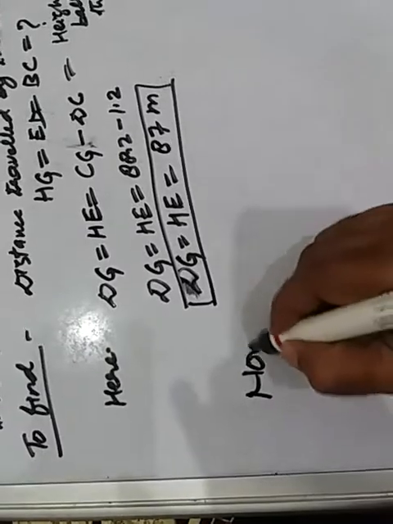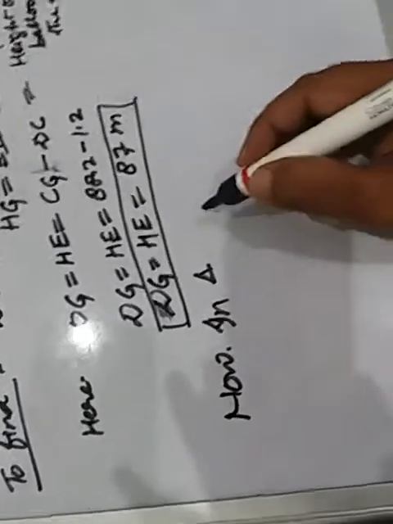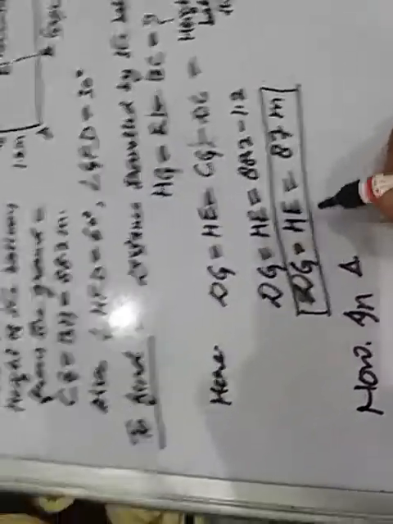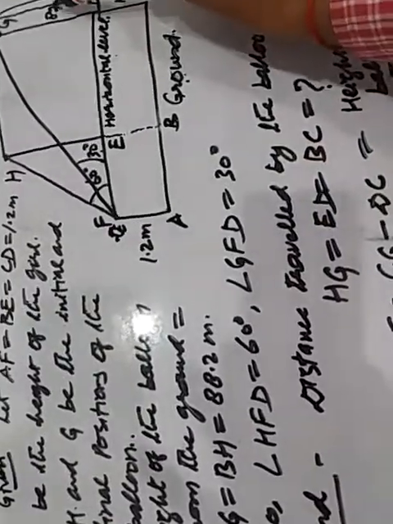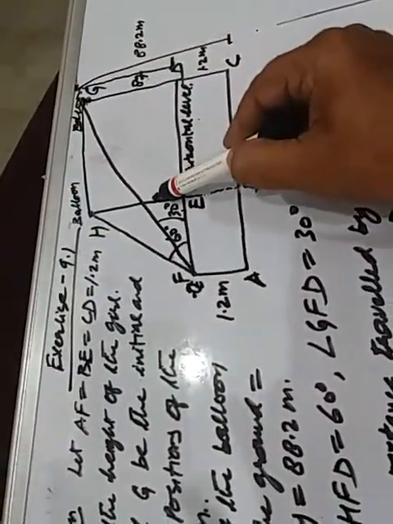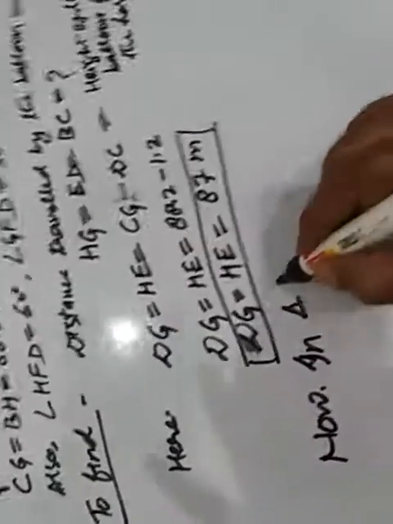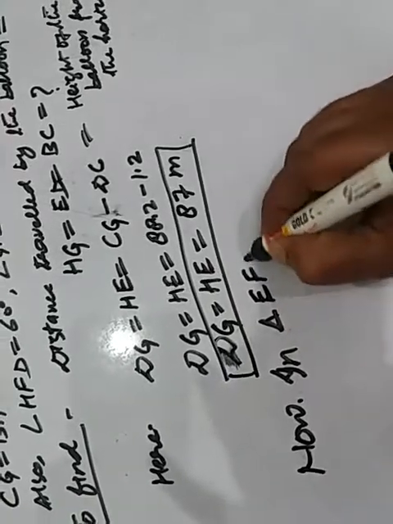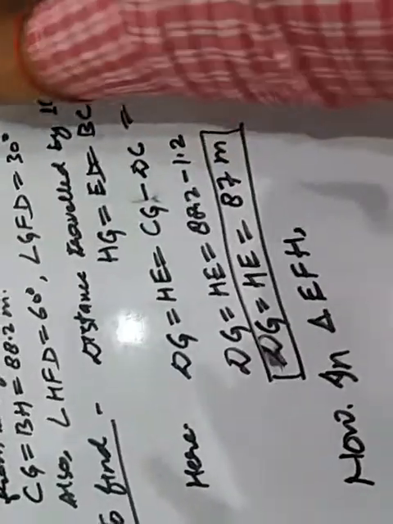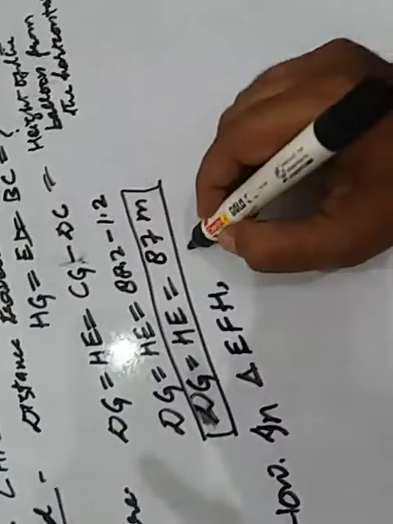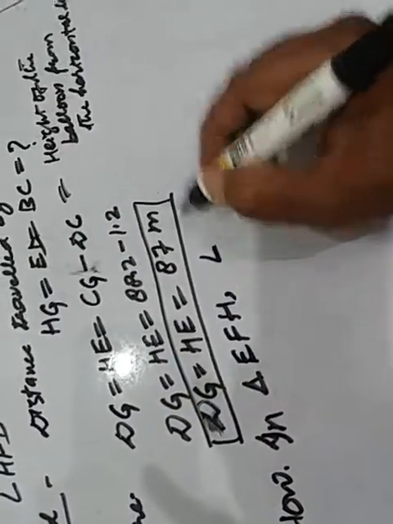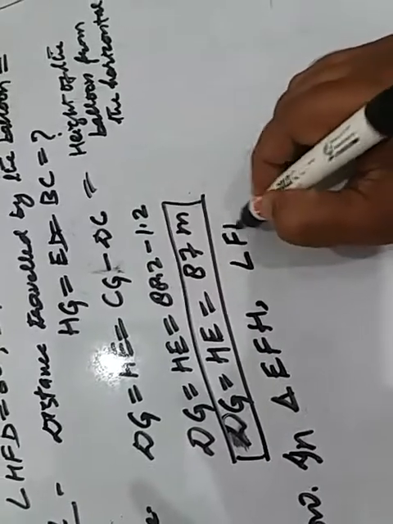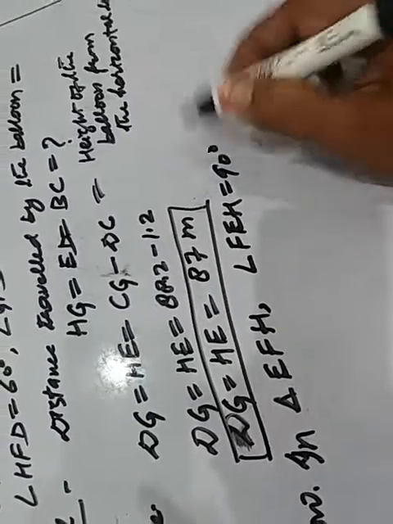Now in triangle EFH, children, look at the figure. This is 87 centimeter, means this is also 87 centimeter. Clear? Now in triangle EFH, what is there? Angle FEH equal to 90 degree. That is a right angle triangle.